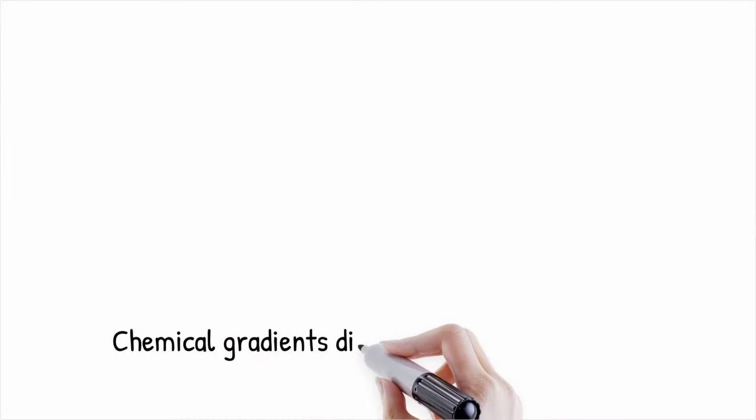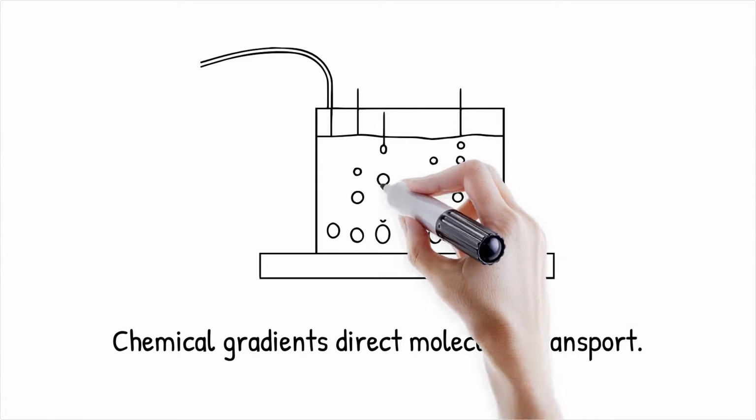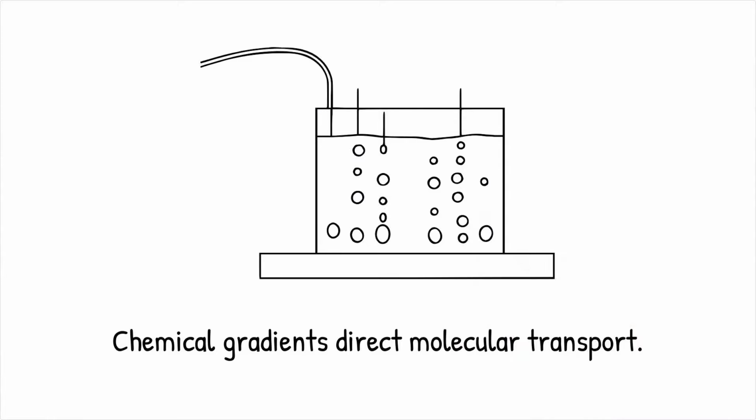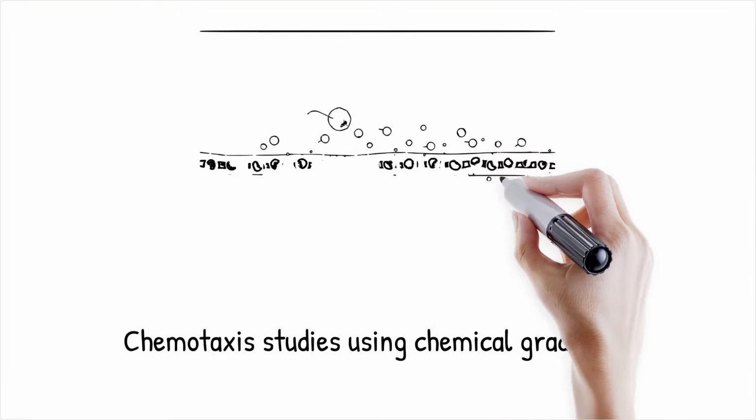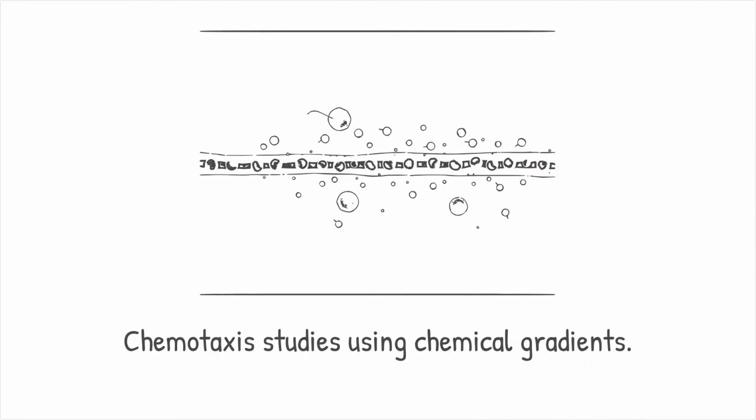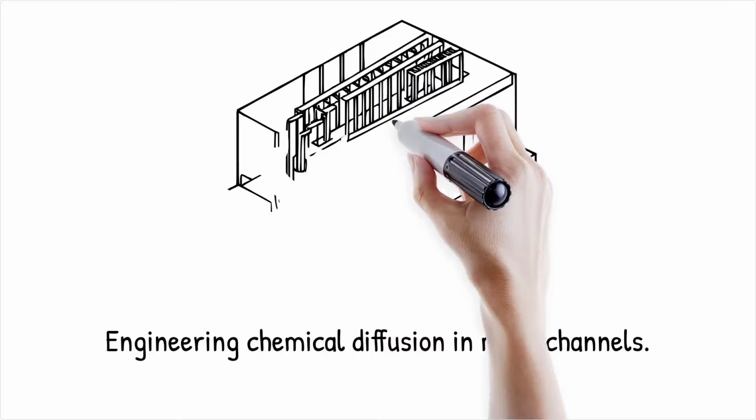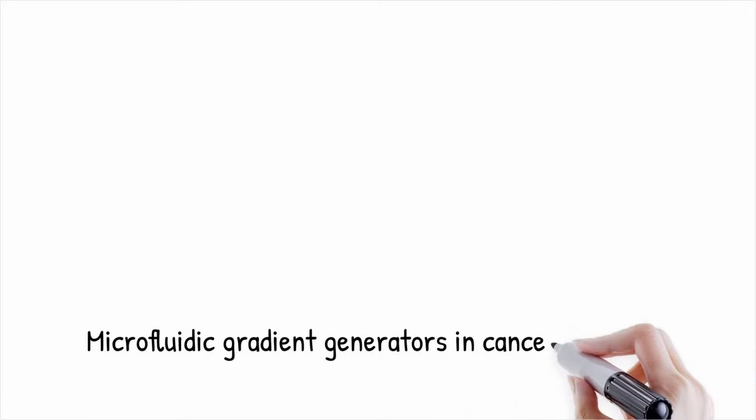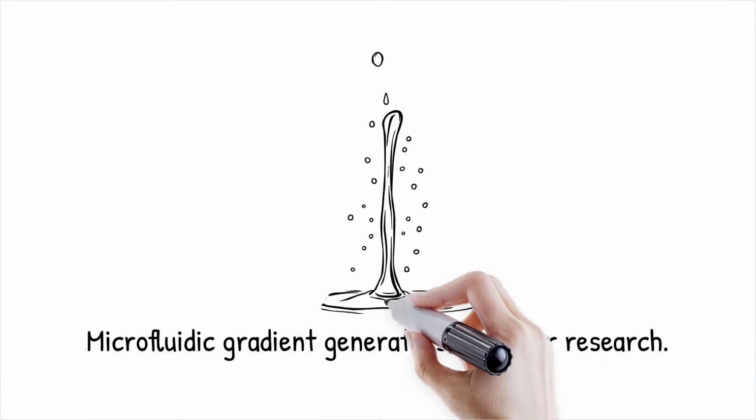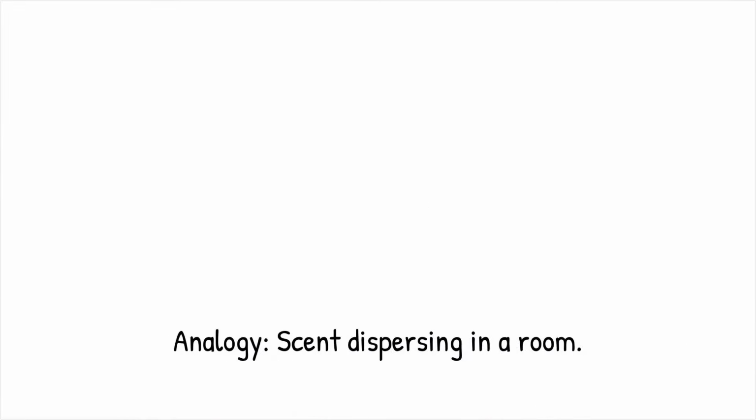Chemical gradients drive diffusive and convective transport in microfluidic systems, allowing for precise control of reaction kinetics and cellular responses. This is particularly important in chemotaxis studies, where cells migrate in response to concentration gradients of signaling molecules. Chemical diffusion can be engineered by microchannel geometry and flow rates to create stable gradient profiles for controlled experiments. Microfluidic gradient generators are used to study how cancer cells respond to different drug concentrations. Chemical gradients in microfluidics work like scent dispersing in a room, with molecules spreading from a high to a low concentration area.